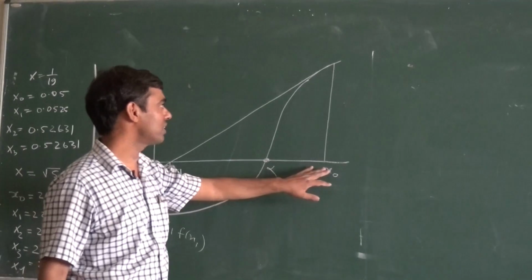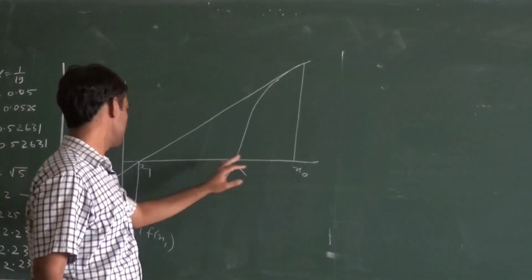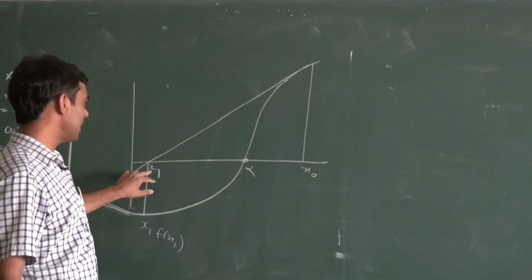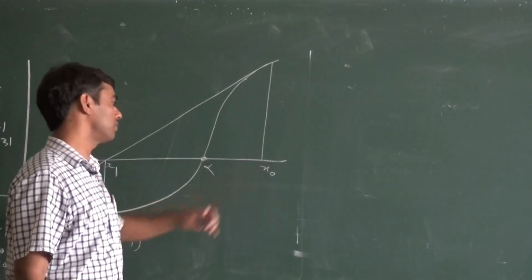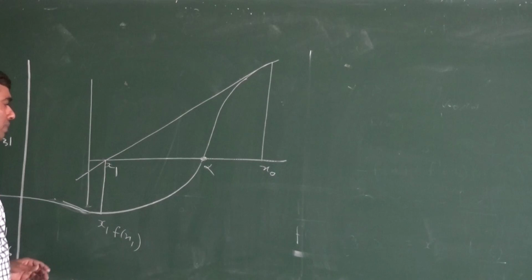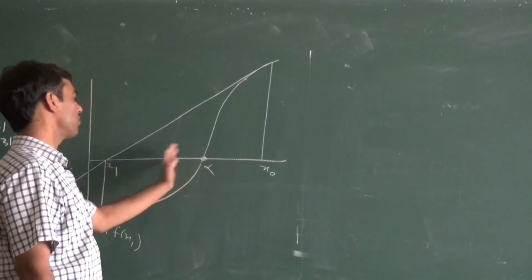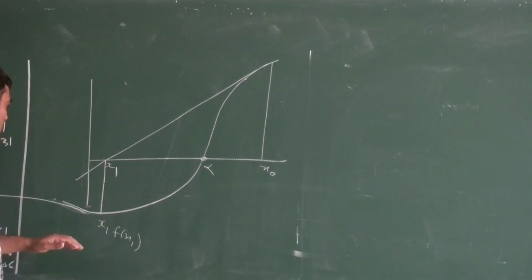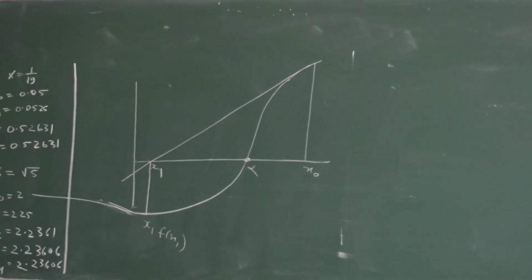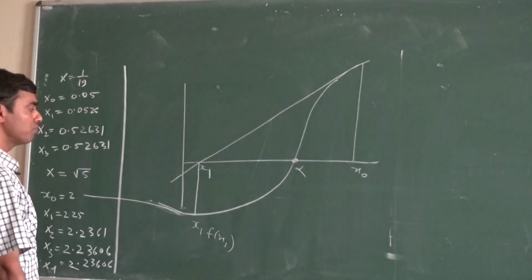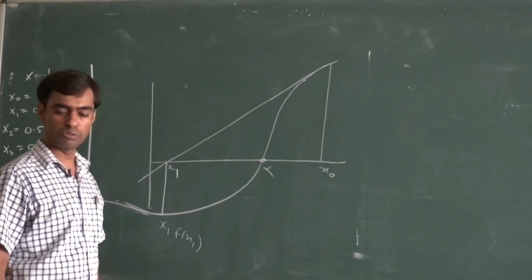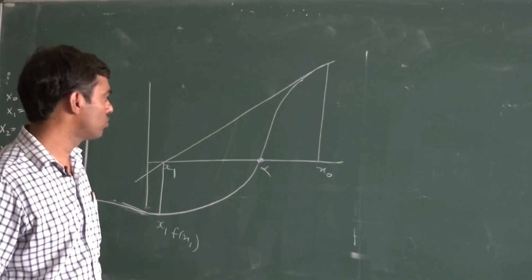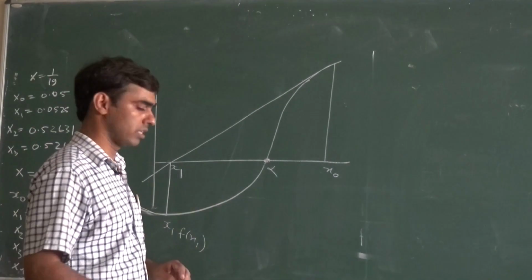So first we choose the x0, then we find the x1. The difference between x1 and alpha is larger than the difference between x0 and alpha. This means we move far from our actual root. And the next one goes to the negative side. This means we move even farther from our actual root. We are unable to converge to our actual root.